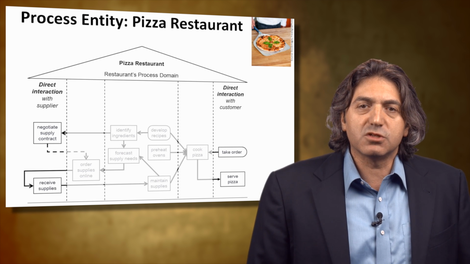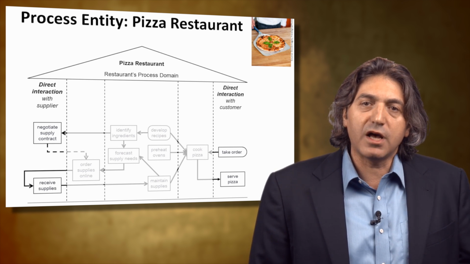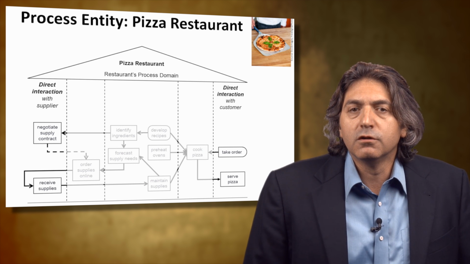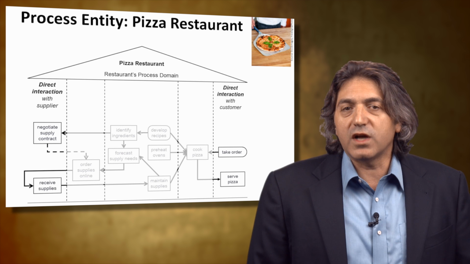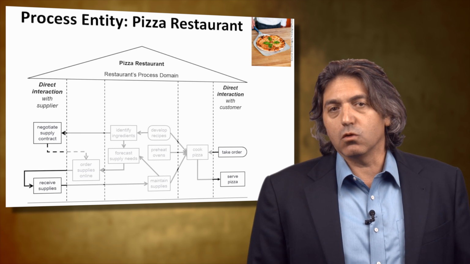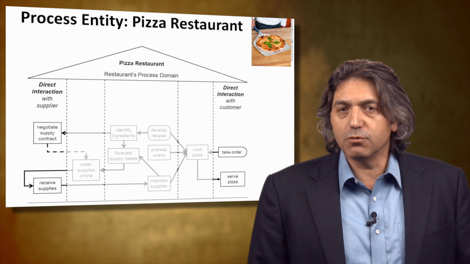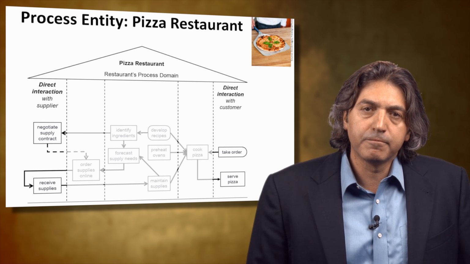The critical actions with the supplier are to set up a contract for supplies, ingredients, whatever, and to receive those supplies when they're delivered. Note that we're talking about these processes from the restaurant's perspective. The restaurant takes the order, the restaurant receives the supplies. It's not from the perspective of the customer or from the perspective of the supplier.